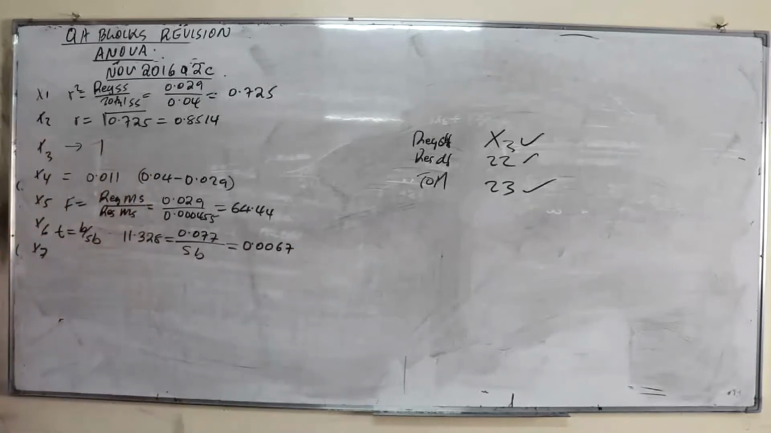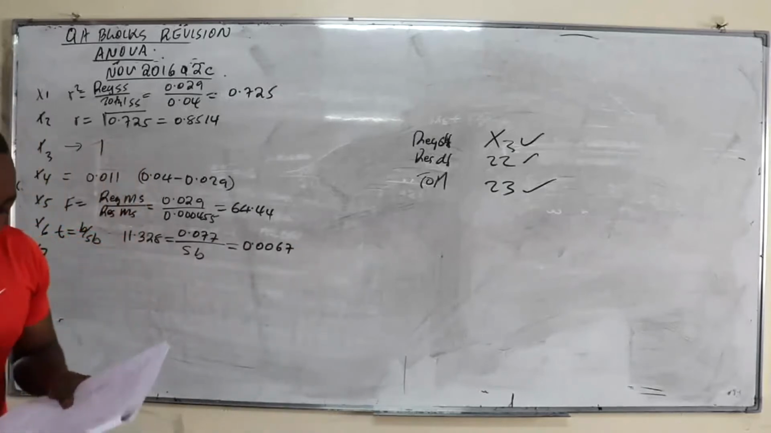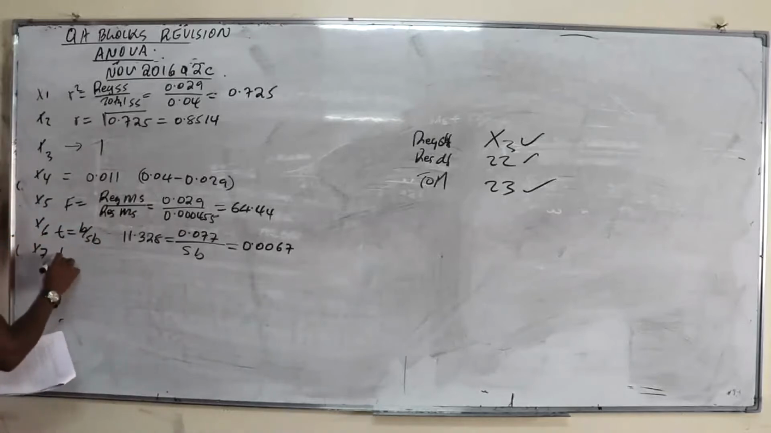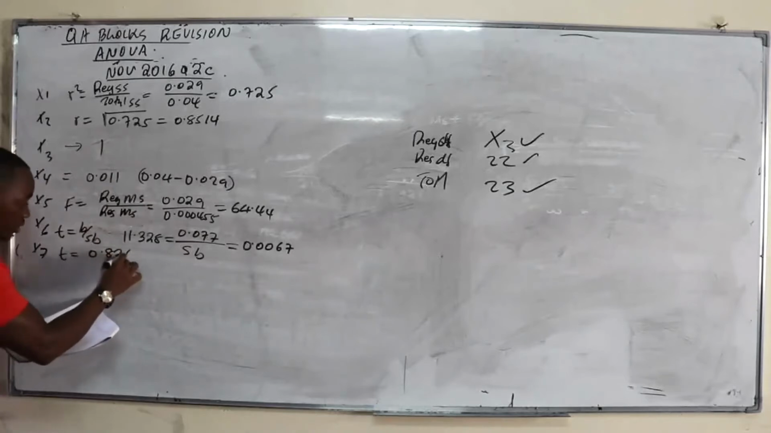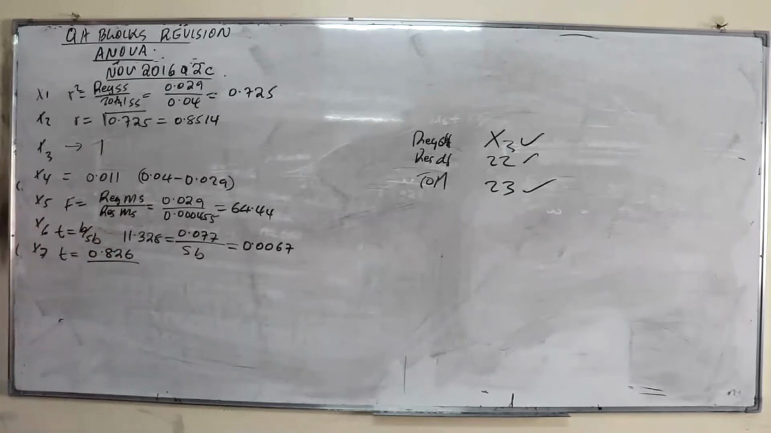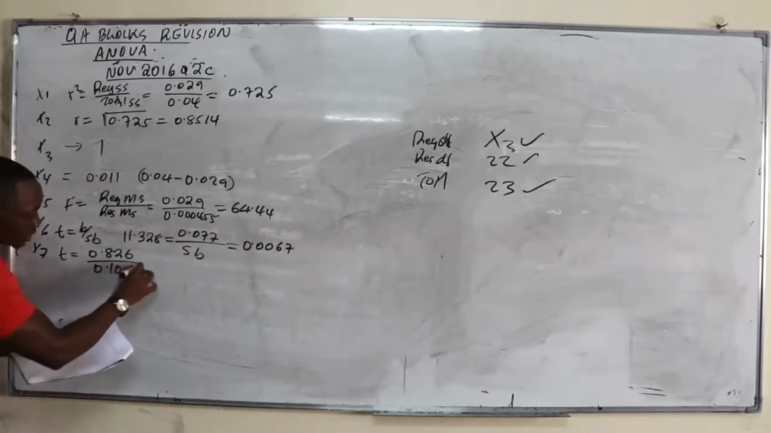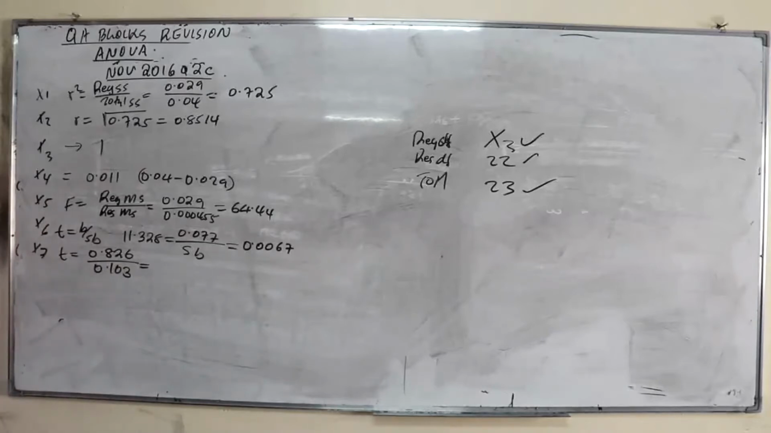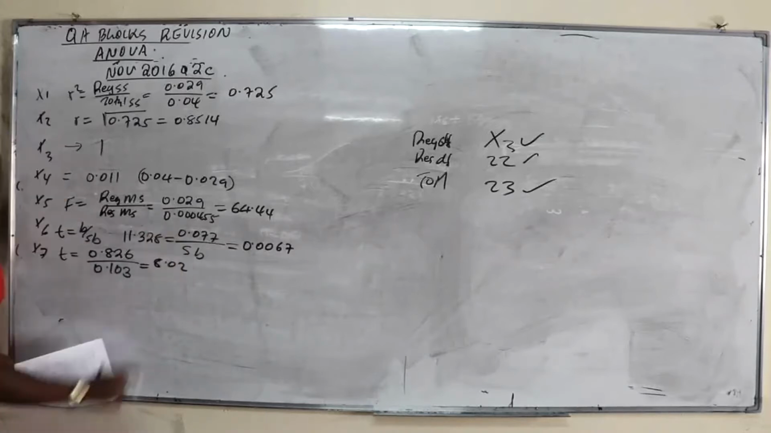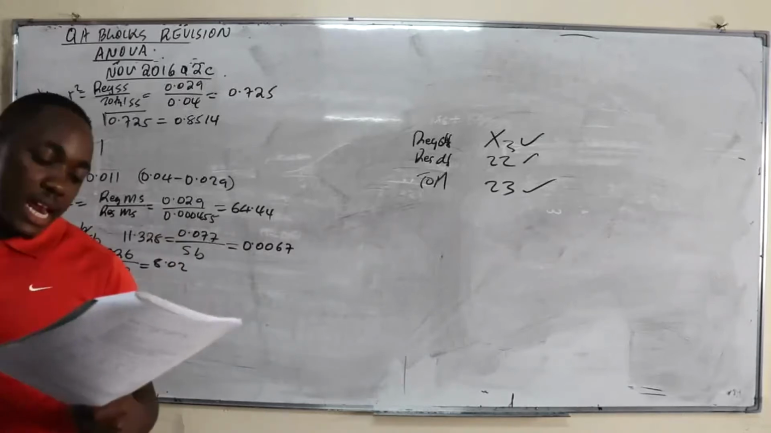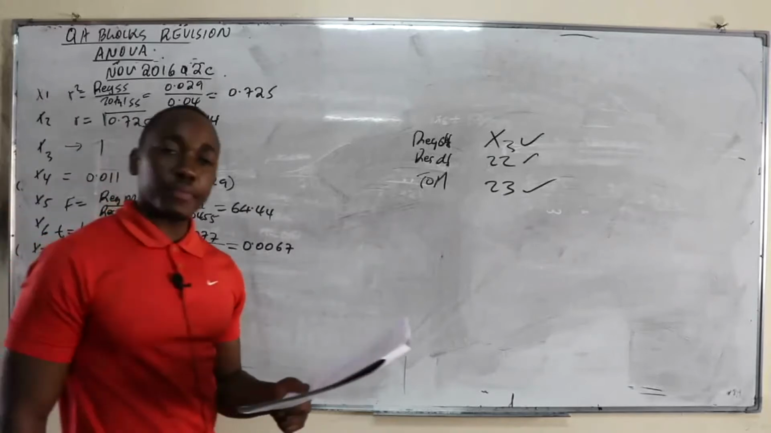Good. Let's go to x7. X7, that's T, right? And for T, you take B. How much is B? 0.826. Are we there? You divide by SB, which is 0.103. And that's how you get your x7. What do you get? Good. Number 2. That's how you get your 7 marks.